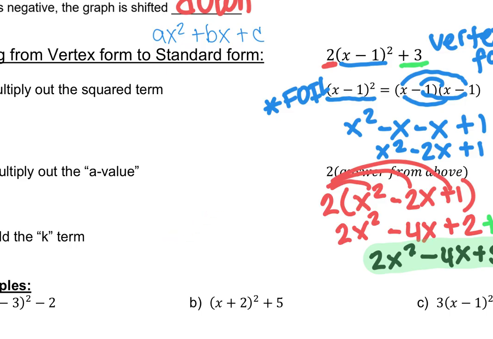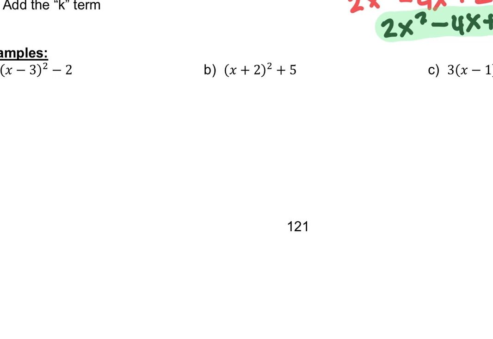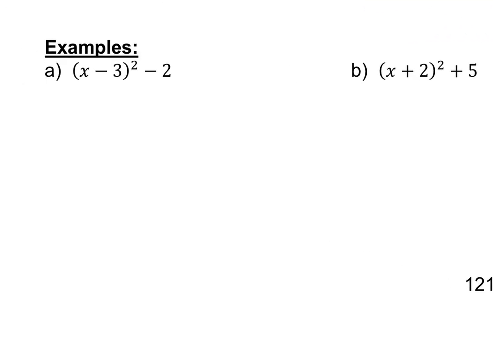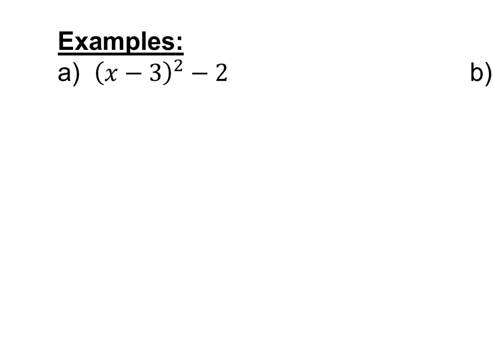Okay, so now we have some examples right below. For A, B, and C, we are going to do those 3 steps. We are going to convert from vertex form to standard form. So for A, the first step we do is what? Right, multiply out that parentheses.